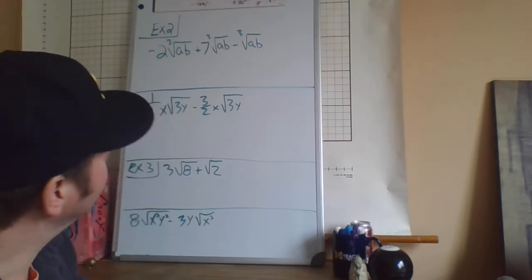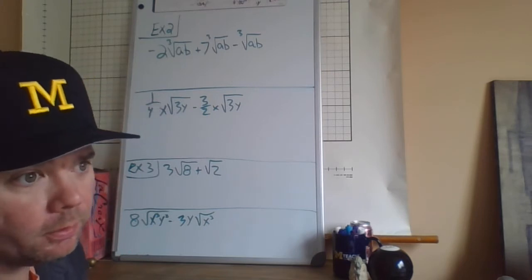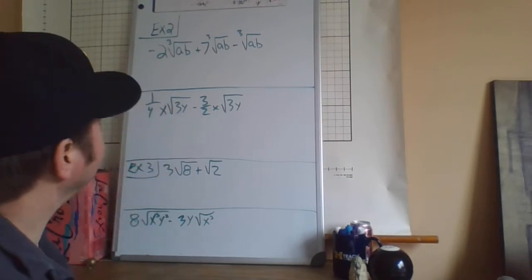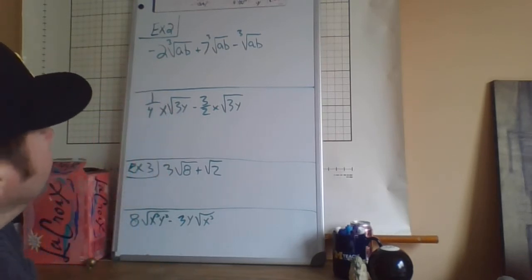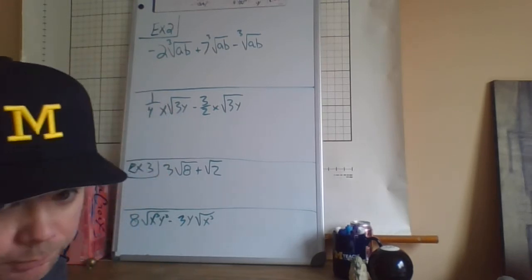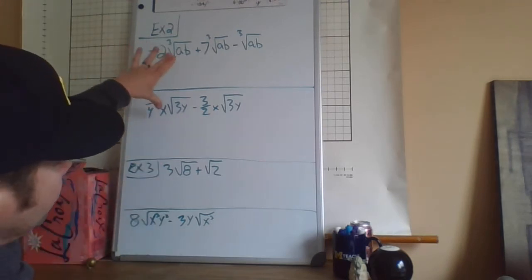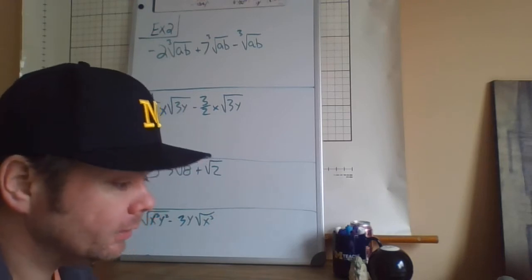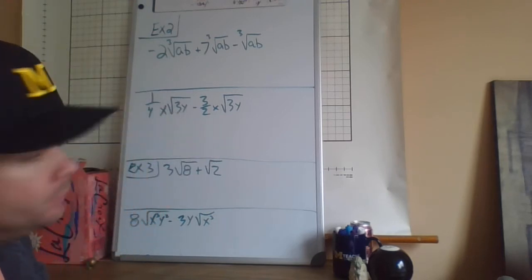The last page of these notes is just a bunch of examples where the examples get more and more complicated as we move forward with adding and subtracting these radical expressions. So I've got as much as I can fit on the board here, starting with example number 2, the two examples of number 2. So let's get into it.